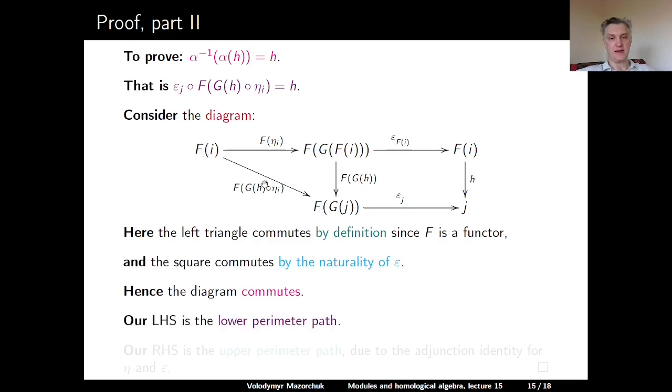Great. So the whole diagram commutes, and we see that the left-hand side in our identity is exactly the lower perimeter path. We go directly from F of I to F of G of J, and then we go to J. This gives us epsilon J after F of G of h composition with eta I. And here we have the upper path on our perimeter, which starts with the adjunction identity and then goes by h. And we know that the adjunction identity gives us the identity morphism, so the upper path just gives h. So our identity, which we need to prove, reduces to the commutativity of this diagram.